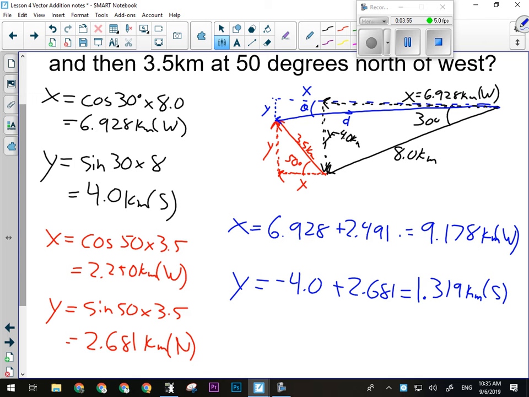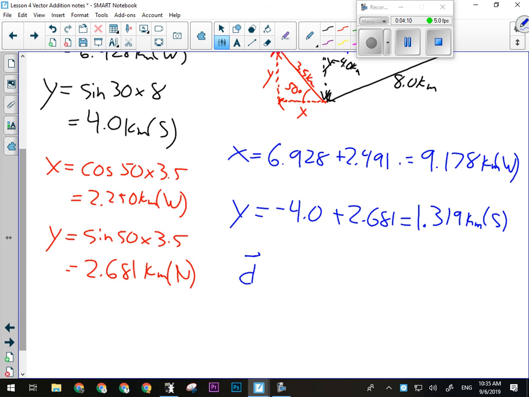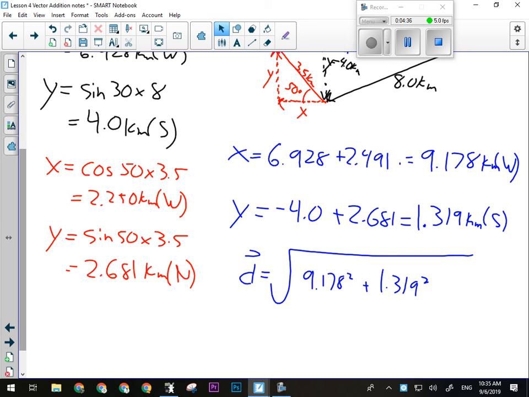Now that I have the two sides of the blue triangle, I can calculate D using the Pythagorean theorem, a squared plus b squared equals c squared. So the magnitude of the displacement will be 9.178 squared plus 1.319 squared. Now, I'm only writing that many decimals. I'm going to use all the ones in my calculator when I actually do the calculation. We don't round off until the very end. I know it looks like that's what I'm doing, but I just don't have time to write out every single number on the board. We'll just keep them in the calculator for now.